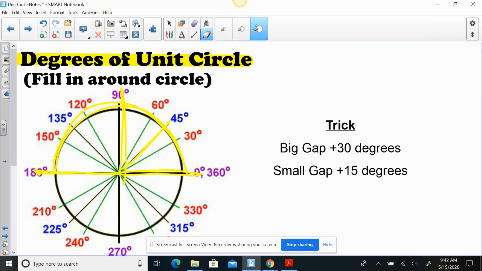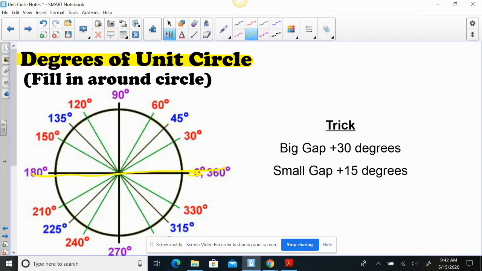The other part that hopefully you can see is if you take the half circle and you cut it in thirds. So now, 1/3 of 180 is 60, and 2/3 of 180 is 120.